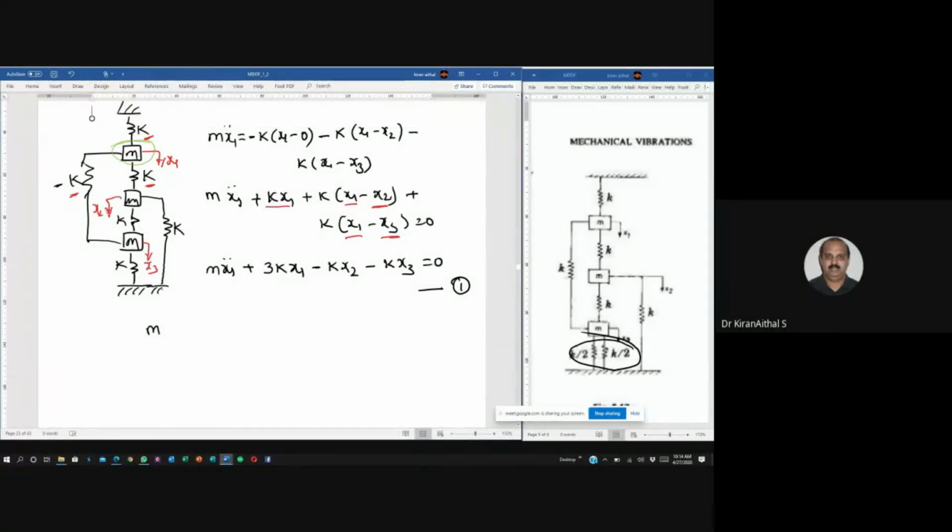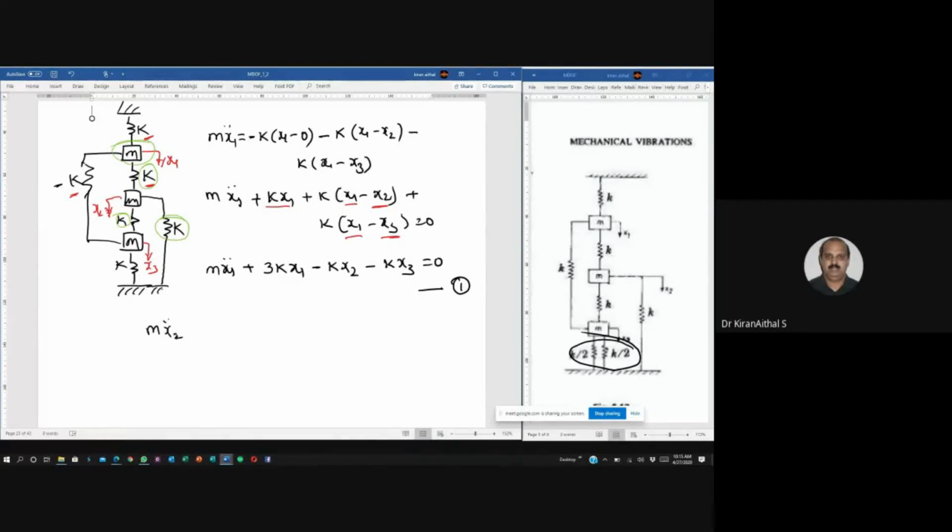Okay, now I will start with m x2 double dot, right? I'm going for the second mass now. First I will go for the upper one, then I will come for the bottom one. Then this mass is also connected with one more, that is this one. So you have to be a little bit careful while solving these problems.